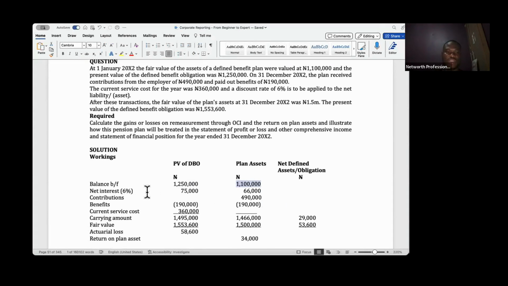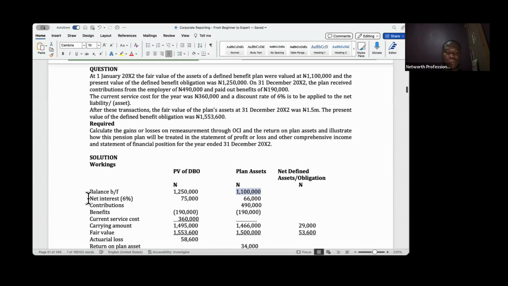Going forward, remember I told you about interest because of discounting or present value. We need to unwind. So it's always advisable that you get the net interest immediately after you have recognized or shown your opening figures. You must immediately recognize the interest so that you won't forget. This interest is just calculated by applying 6% on this opening value. If you apply 6% on 1,250, that gives me 75,000.